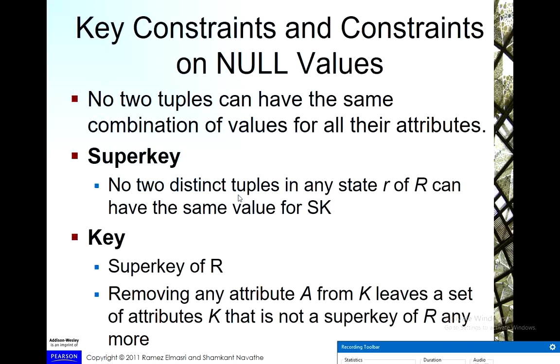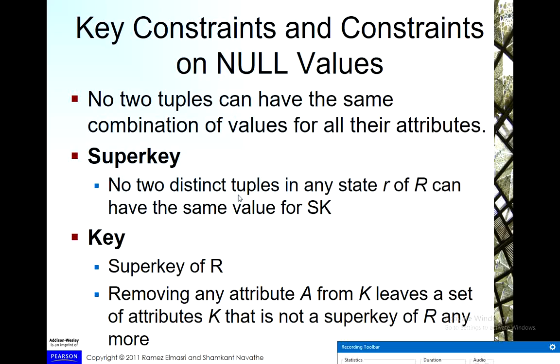Also, there is something called key constraints. A key constraint is simply a unique value that specifies the rest of the records, so that no two tuples or rows can have the same values or the same combination of values for all their attributes. I mean, not typically the same. There should be something different for them.